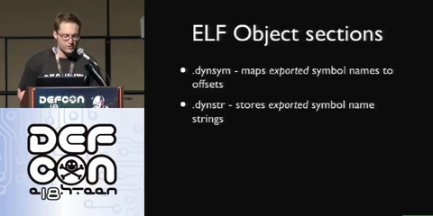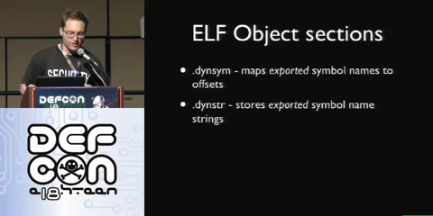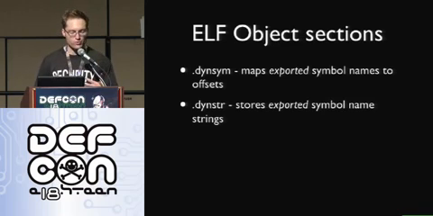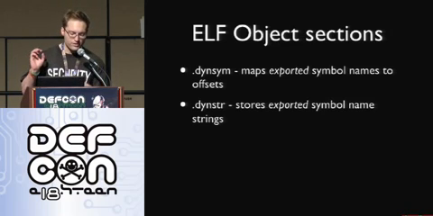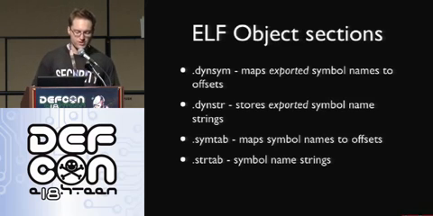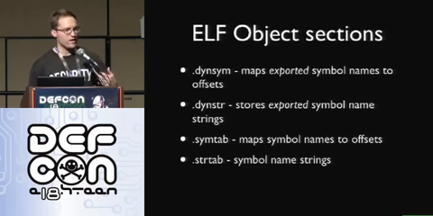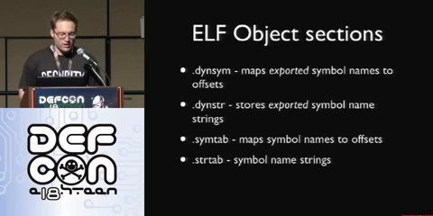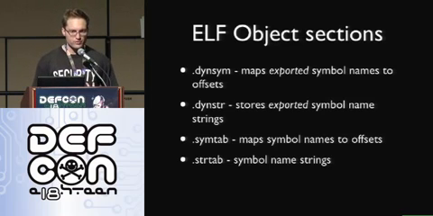There's two other pretty useful sections. You've got the dynsym and the dynstr. These two sections are used for dynamic linking. So dynsym creates a mapping between exported symbol names and offsets, and dynstr stores the actual symbol names themselves. In addition to those, there's two other sections, the symtab and the strtab. Symtab and strtab are actually supersets of the information in the dynsym and the dynstr. They include other things like local variables and other symbols that aren't exported.